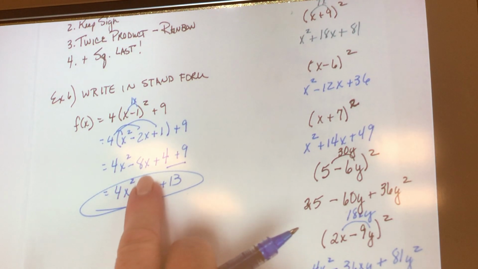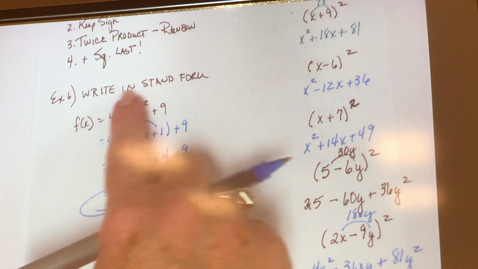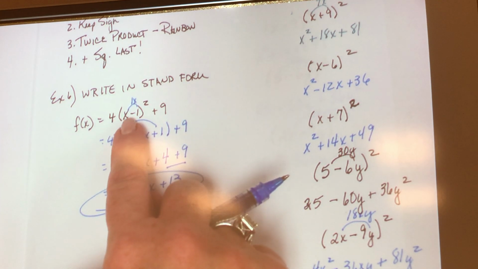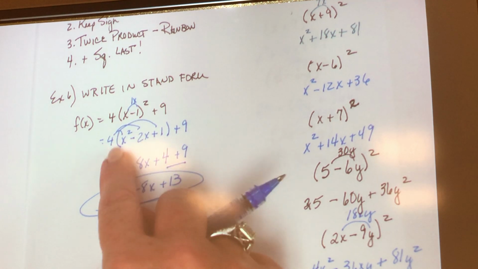Twice the product. Stop. This is why I taught it to you. Because you have problems on your worksheet that say write in standard form and they gave them to you in vertex form. What are you going to do first? Square this binomial. Boom. Distribute the 4.